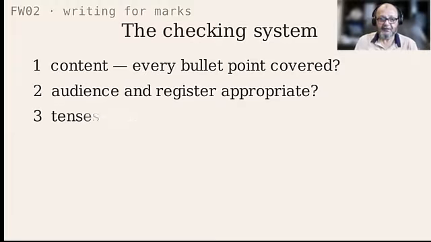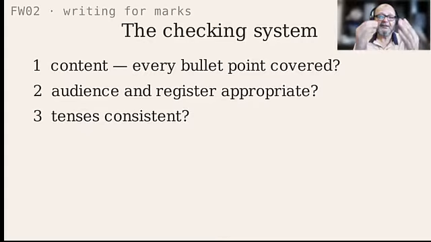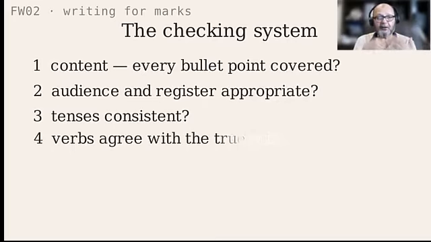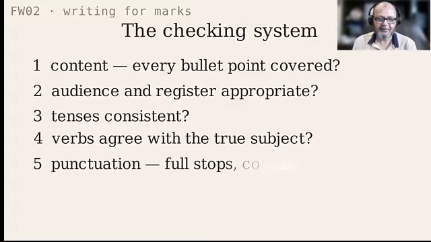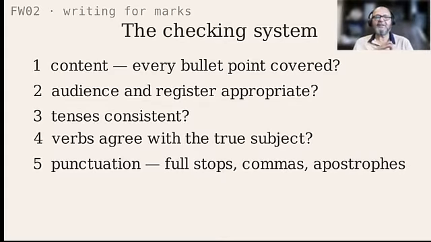Third, check tenses. Are my verbs consistent? Did I accidentally write something like, yesterday we go to the museum? If so, fix it. Fourth, check subject-verb agreement. Look carefully at the sentences containing phrases like the group of, the number of, the list of, right? Make sure the verb agrees with the true subject. Fifth, check punctuation. Look for missing full stops, missing commas, apostrophe errors, and dialogue punctuation if you use dialogue, right? Finally, check for missing words.